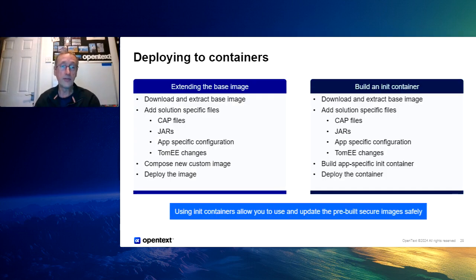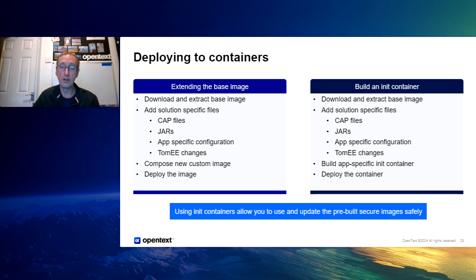And then the final thing I would say is that there's two choices as to how you handle deploying your application to containers. So one option is to take our base image that we publish to the Docker registry, and you download that, extract the base image. You can add all of your solution-specific files to it. That then lets you build a new custom image which you deploy. So that's our original model.